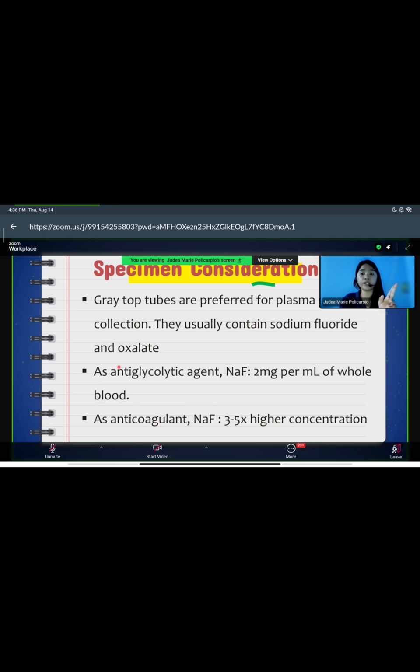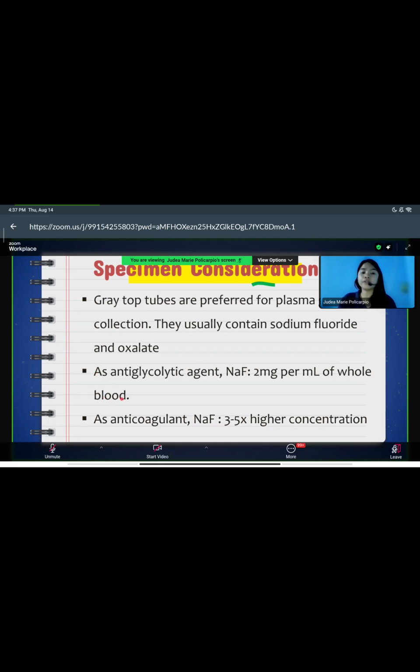However, recall question: if you're planning to use it as an anti-glycolytic agent, ano dapat ang concentration ng sodium fluoride na gagamitin natin? If you're planning to use it as an anti-glycolytic agent, you have to use it at a 2 milligram concentration. Pero ingat, there was also a time in the board exam na ang tanong ay hindi anti-glycolytic agent. Ang tanong ay anticoagulant. So, ingat sa tanong. Pareha silang may anti sa unahan, kaya mag-iingat kayo.